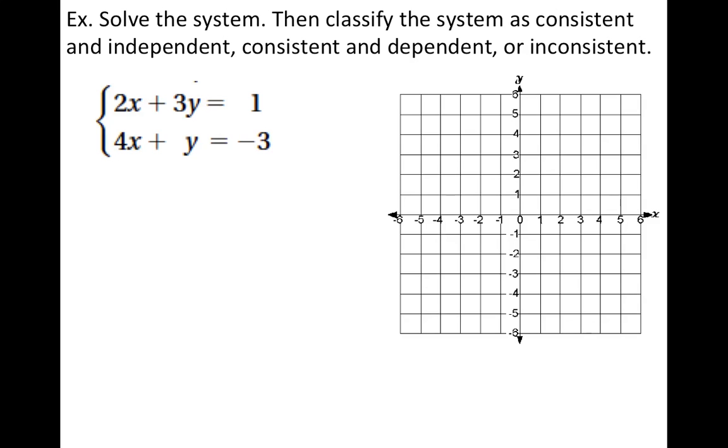For the first equation, you should get y equals negative 2/3 x plus 1/3. And for the second equation, you should get y equals negative 4x minus 3. Go ahead and graph these lines. And once you graph them, you should notice they intersect at negative 1, 1, which is our solution. And we can classify them as consistent and independent.